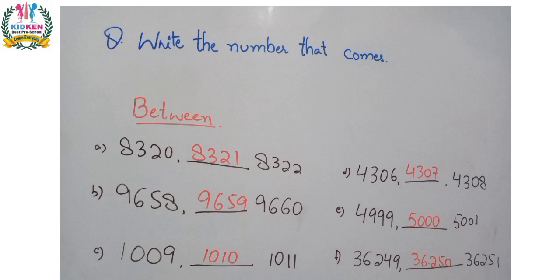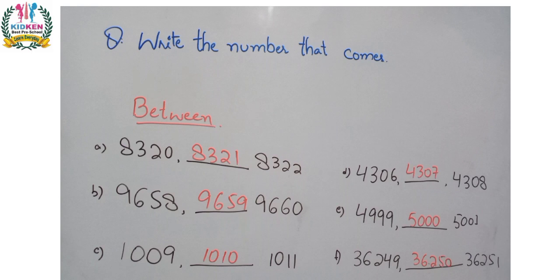Part D is 4306 and 4308. So simply we can write the between number. The between number is 4307. Part E is 4999 dash 5001. So simply we can write the before number of 5001. So our solution is 5000.